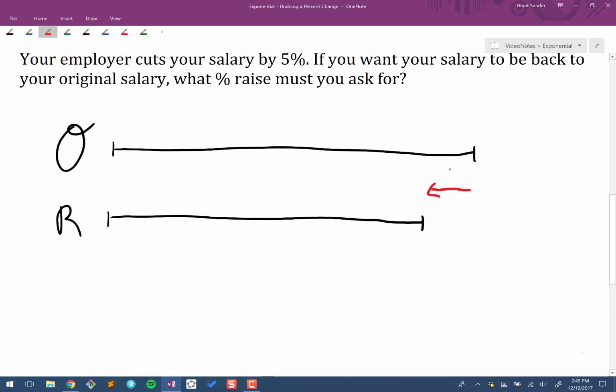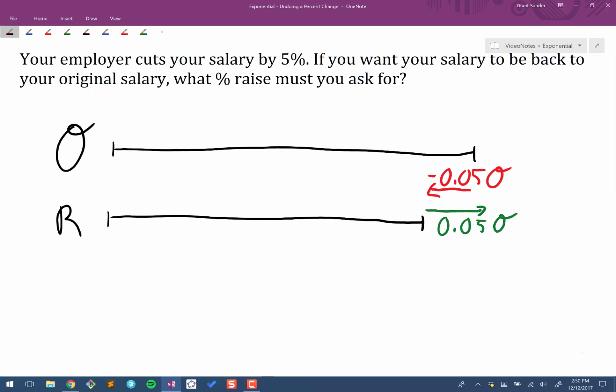So this change in salary is 0.05 times as large as the original salary. That's actually a negative change because the salary decreased. So to get back to the original salary, we have to increase by the same amount. So we have to increase by an amount that's 0.05 times as large as the original salary.